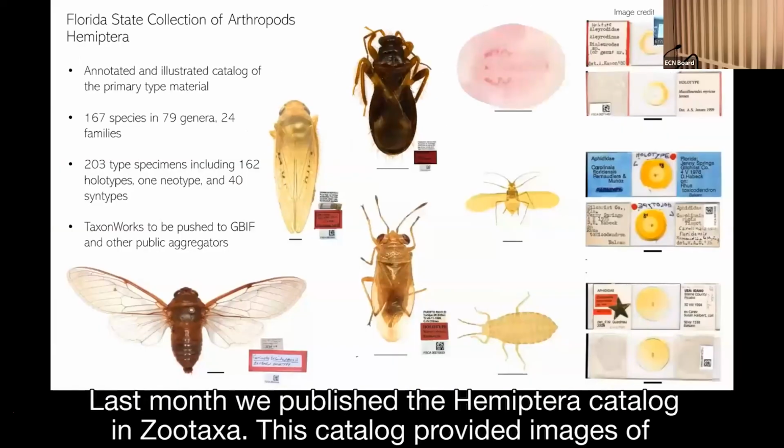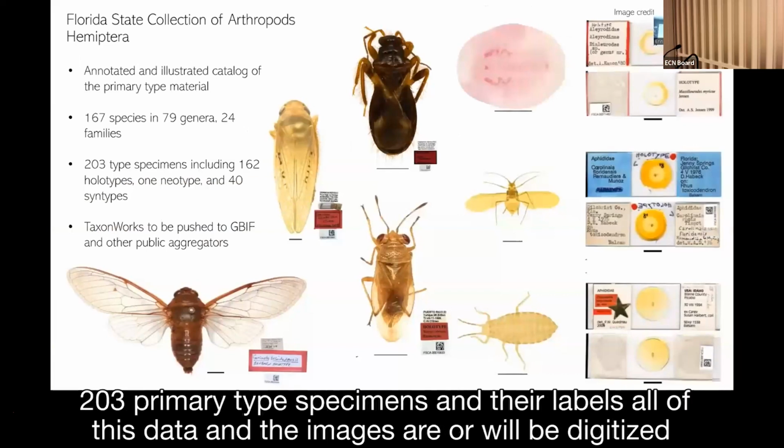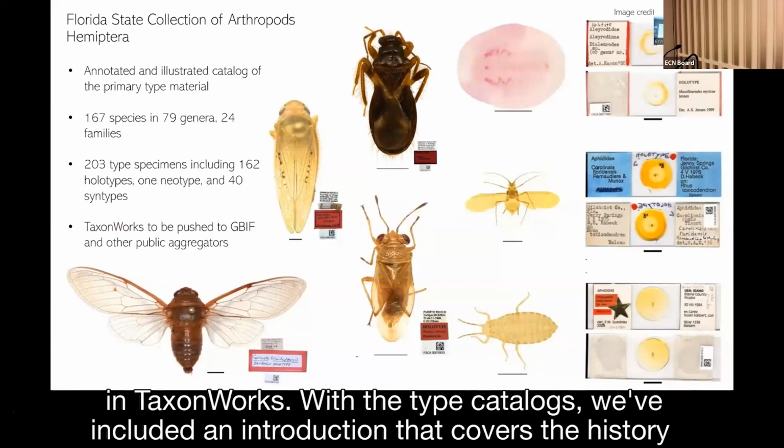Last month, we published the Hemiptera catalog in Zootaxa. This catalog provided images of 203 primary type specimens and their labels. All of this data and the images are or will be digitized in TaxonWorks.